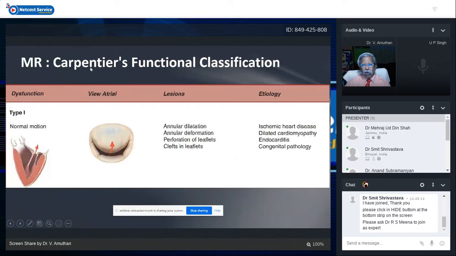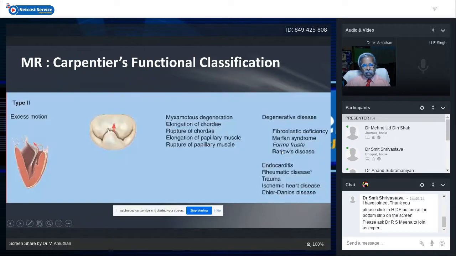So for MR, you have the Carpenter's functional classification. Type 1 is normal motion. It may be due to annular dilatation, annular deformation, which can happen in ischemic heart disease as well as ischemic cardiomyopathy, and perforation in endocarditis and clefts in congenital pathology. So that is type 1. And type 2 is excess motion, which can happen with myxomatous degeneration, and is more commonly seen in degenerative disease like fibroelastic deficiency, Marfan syndrome, and Barlow syndrome.